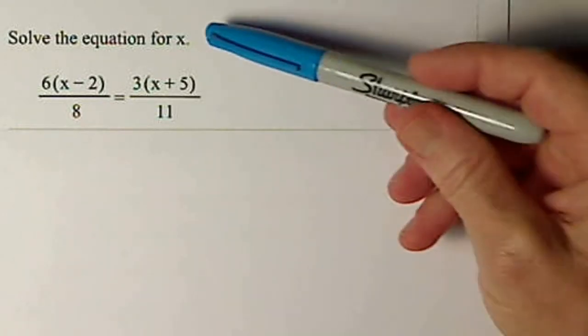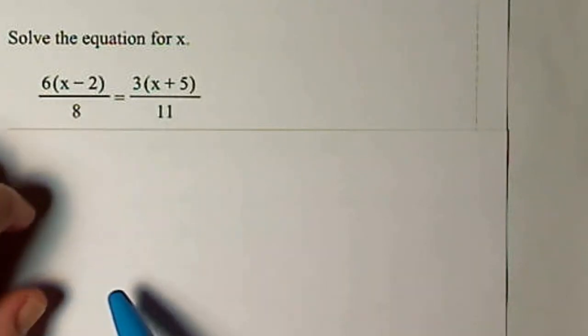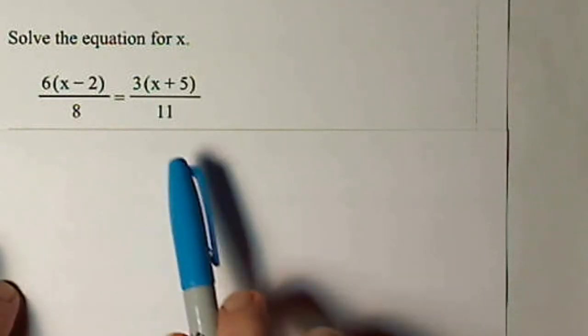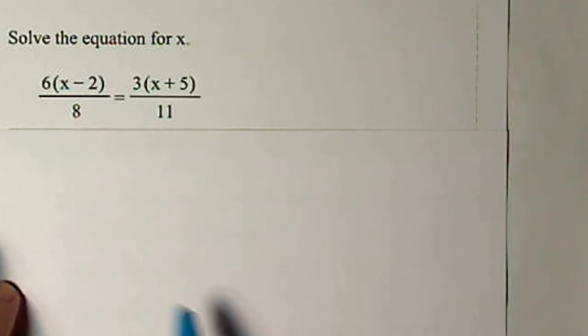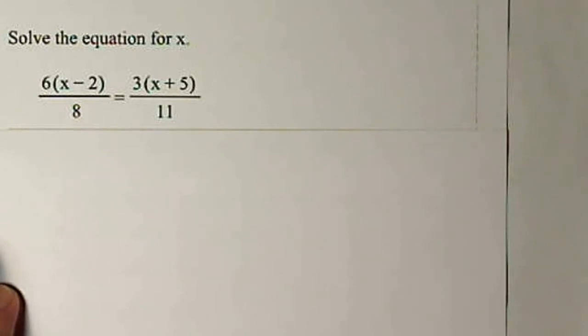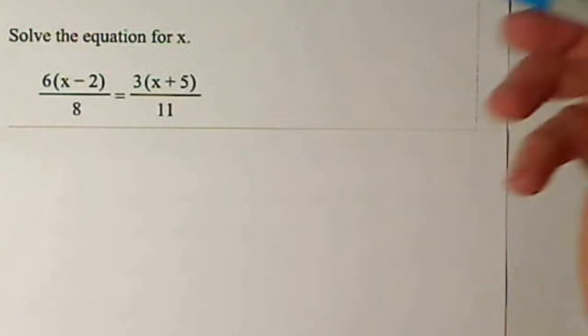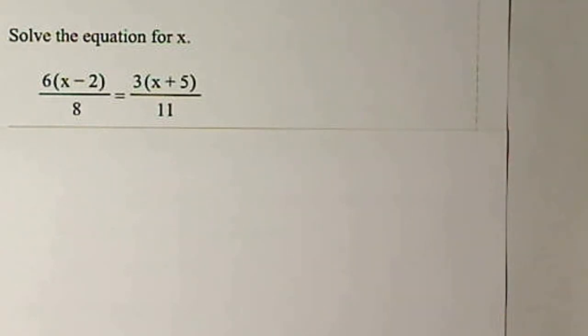Alright, we're asked to solve the equation for x. X is kind of hard to get to there, and most people don't like solving equations when there's fractions involved, so we're going to clear this equation of fractions, and as long as we do the same thing on each side of the equal sign, we can do pretty much whatever we like.